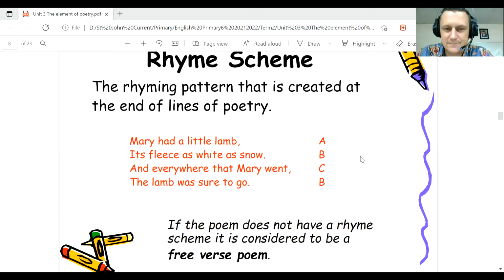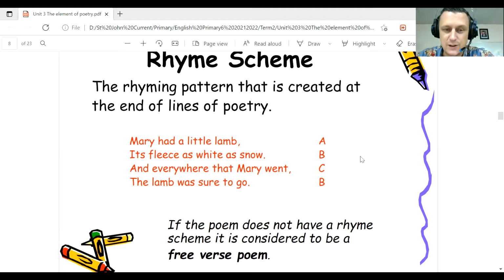That is the A. And then its fleece is white as snow. Snow doesn't rhyme with lamb, so it's a new rhyme and we get to the next letter, so we give it the B. And everywhere that Mary went. I didn't see went before. If went rhymed with line number 1, it would have been an A. If it rhymed with snow, it would have gotten a B. But it doesn't rhyme with either of those words. So we have to give it a C because we have not yet encountered a word that rhymes with went.